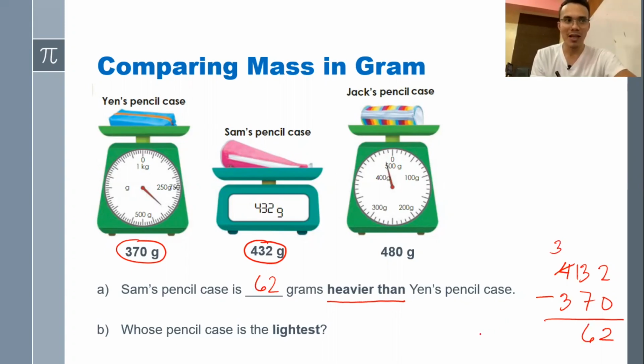Question letter B. Whose pencil case is the lightest? Just look at the masses of the pencil cases and find the smallest number. The smallest number is 370. Therefore, the lightest pencil case is Yen's pencil case.